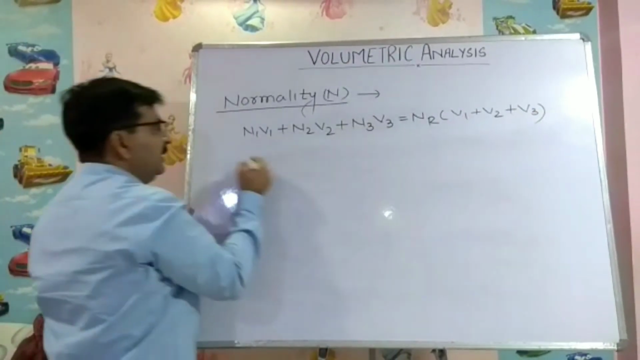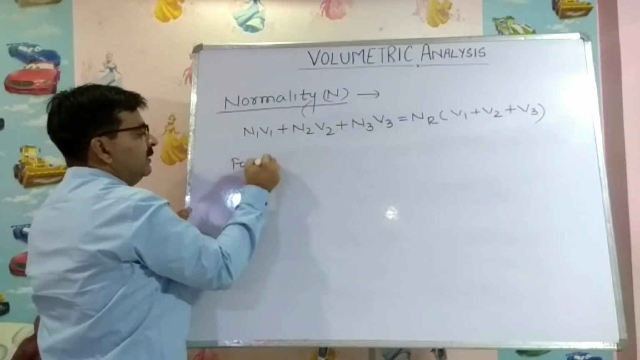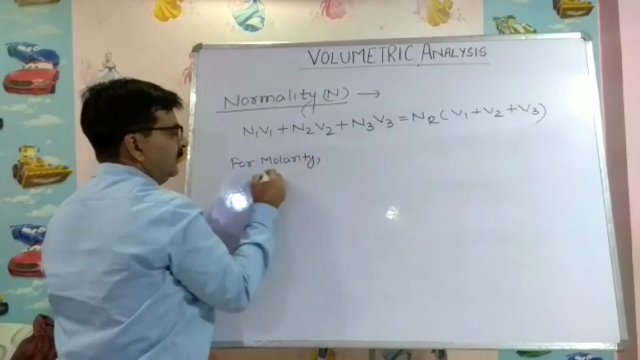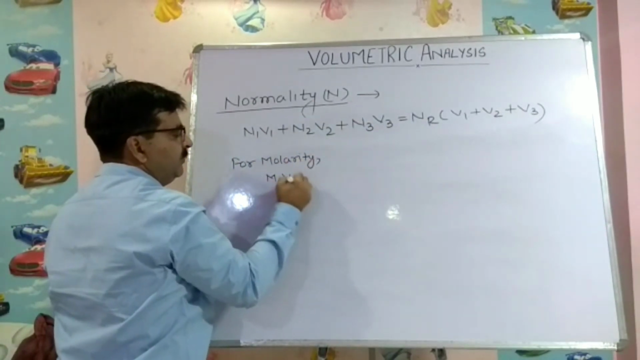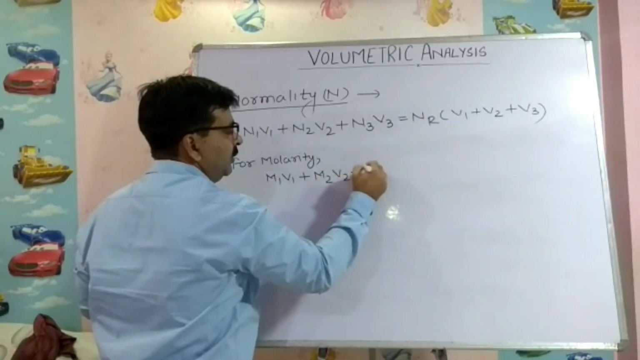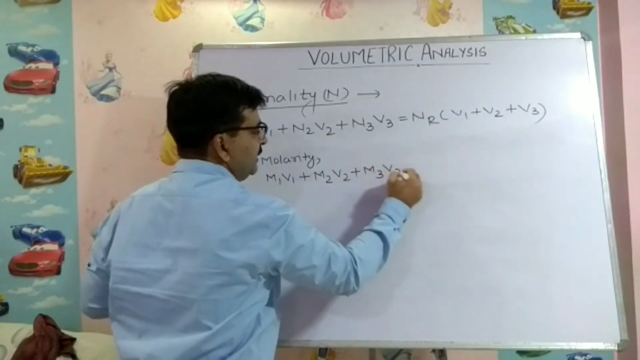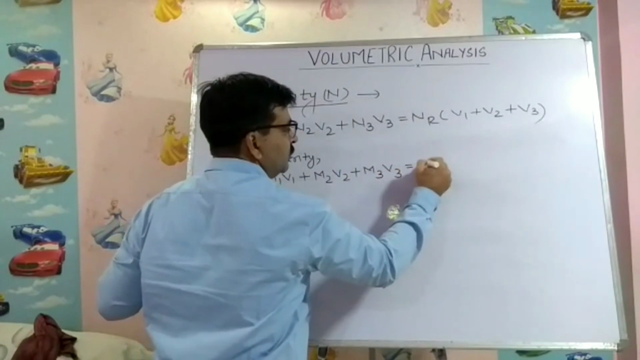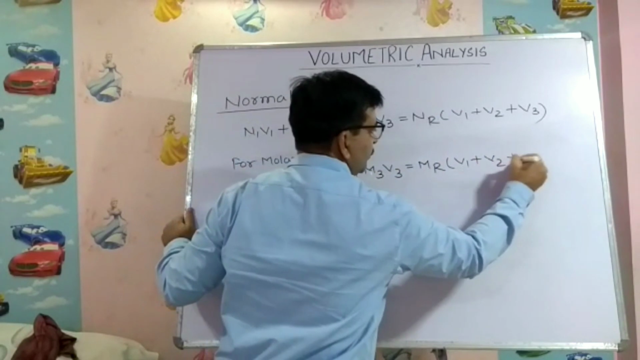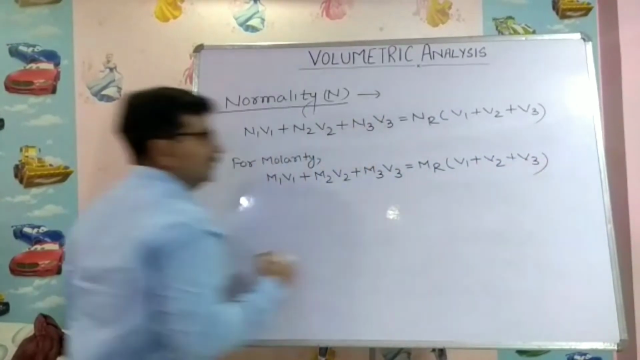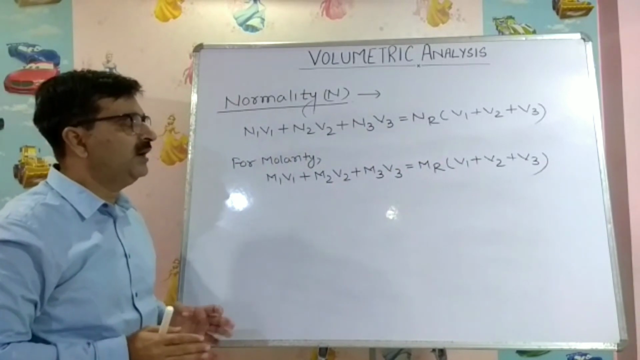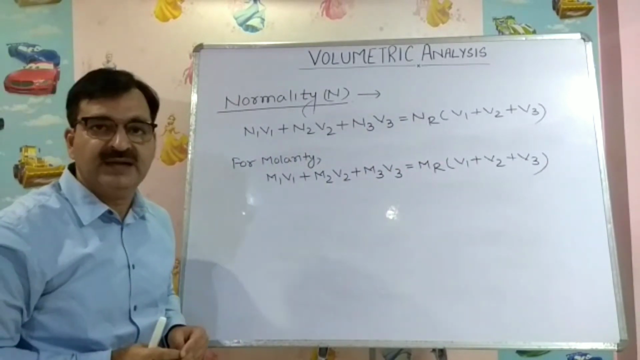Similarly, for molarity, M1V1 plus M2V2 plus M3V3 is equal to MR into V1 plus V2 plus V3. So with the help of these equations, we can calculate the normality and molarity of the resultant solution.